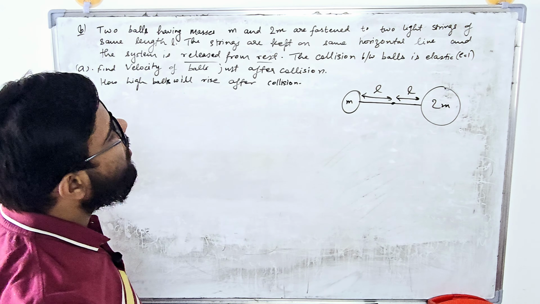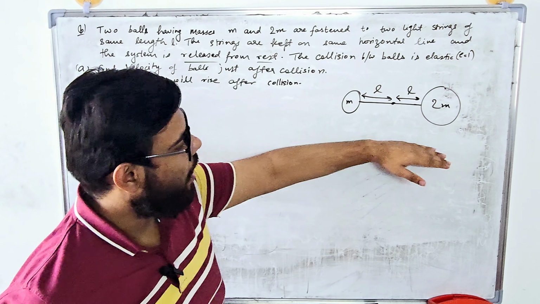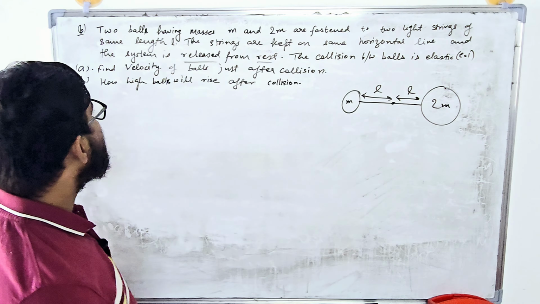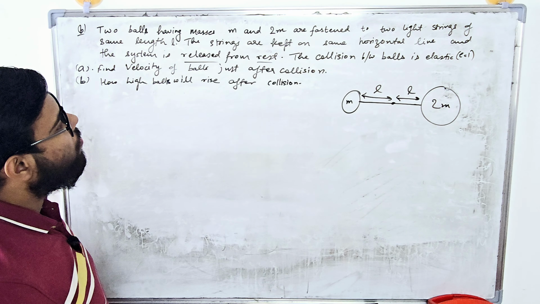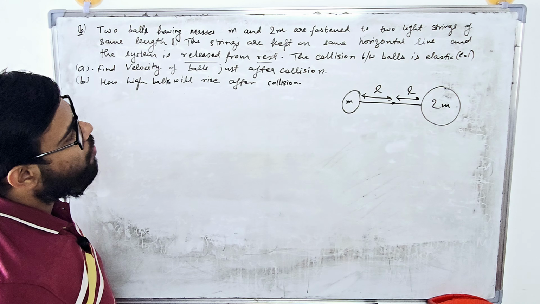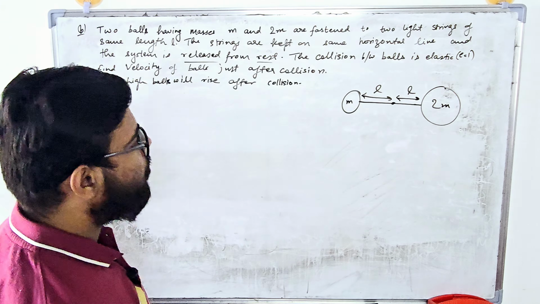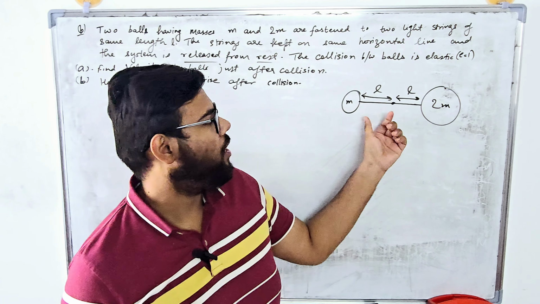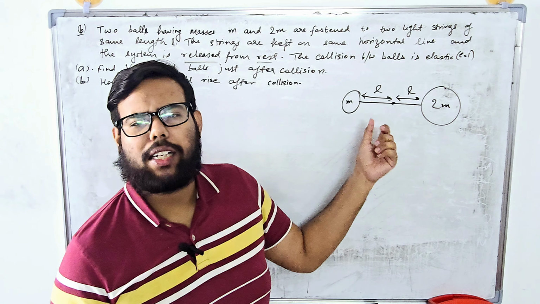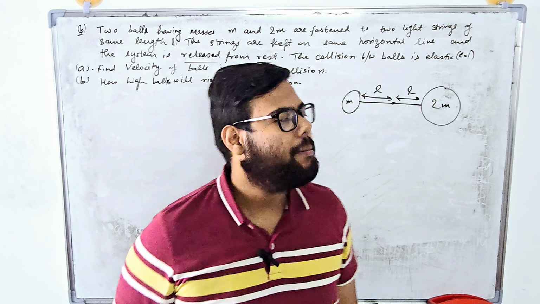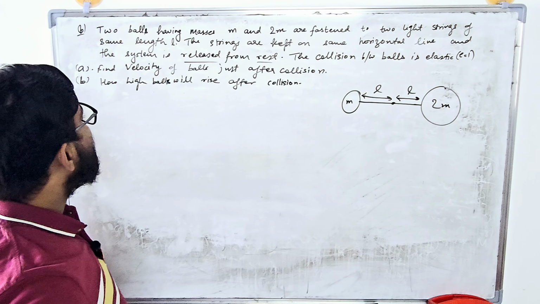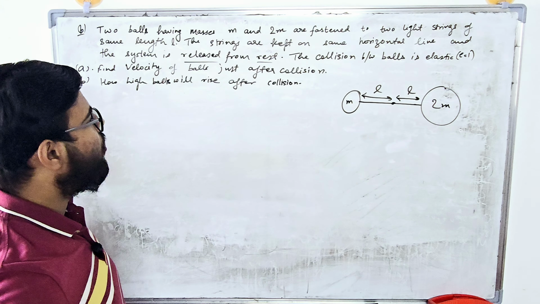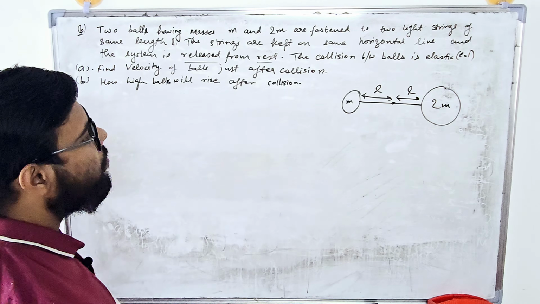The strings are kept on the same horizontal line, or same horizontal level, and the system is released from rest. The collision between the balls is elastic. Of course, if the balls are released like this, they will collide with each other because the length of the string is the same. So we find the velocity of the balls just after collision and how high the balls will rise after collision. Let's see how we'll solve it.